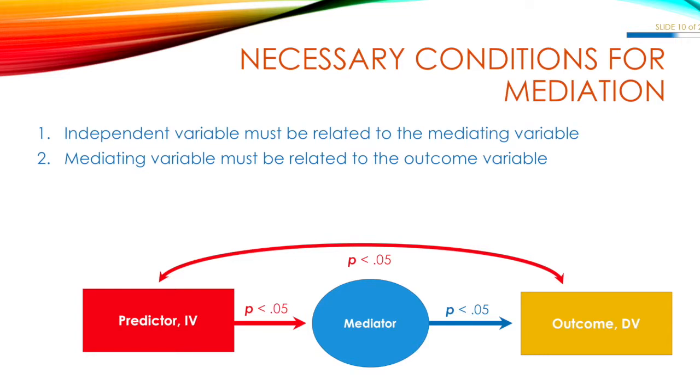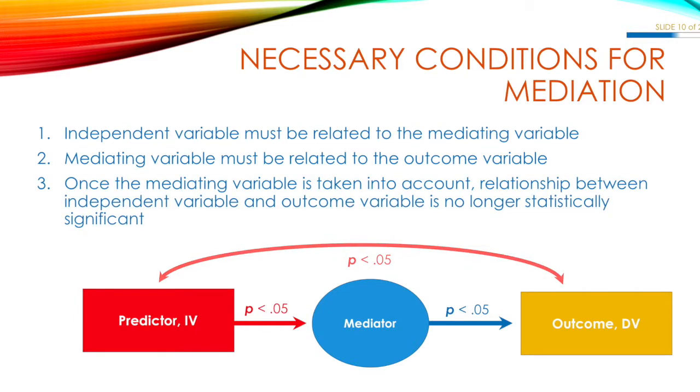And then the third part, and this is maybe the most important part: once the relationship between the mediating variable, the one in blue, and the outcome variable is taken into account, the relationship between the independent variable and the outcome variable is no longer statistically significant. In other words, it kind of just disappears.